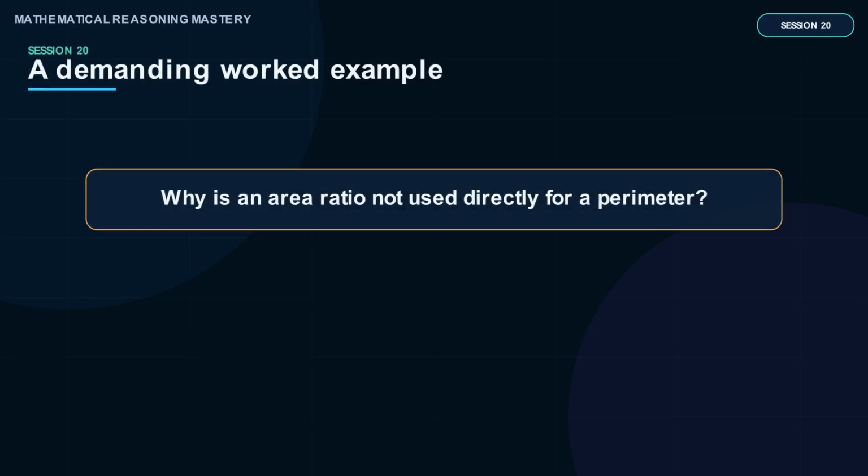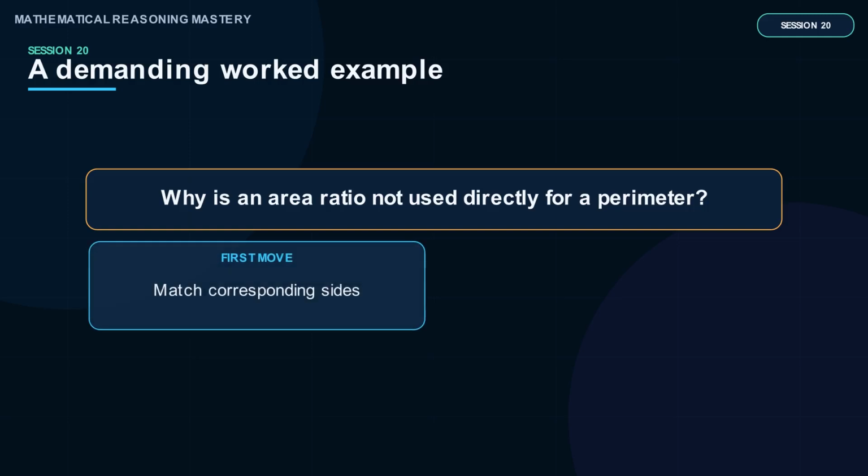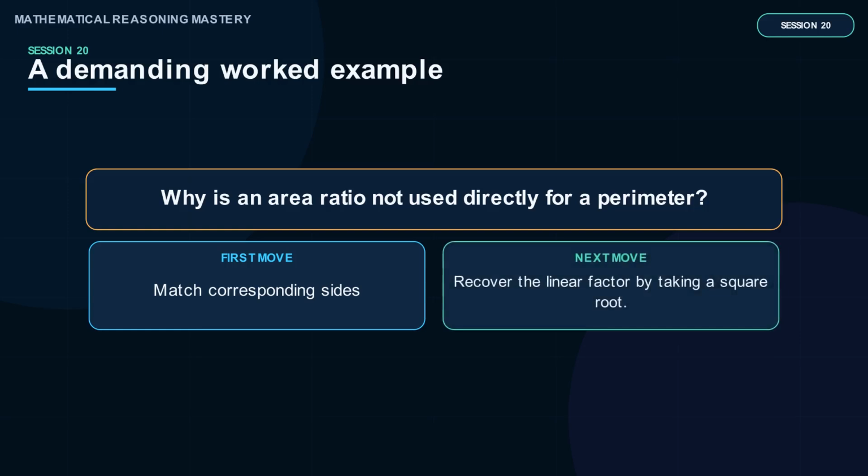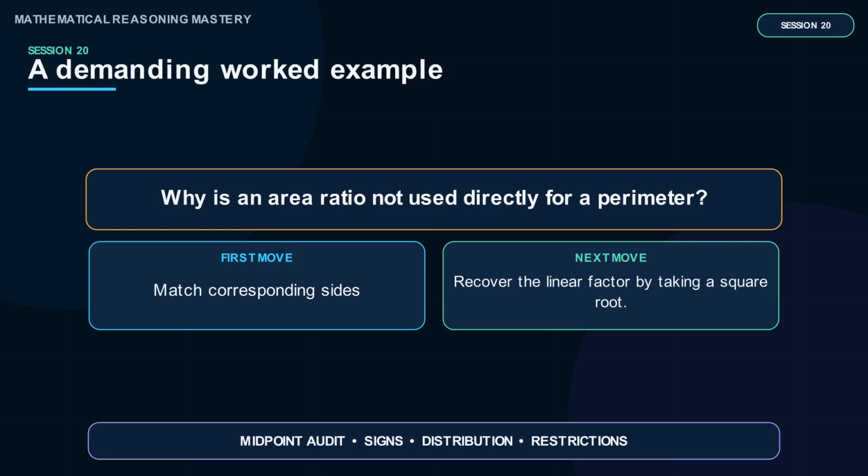Here is the challenge. Why is an area ratio not used directly for a perimeter? Restate what is requested before touching the choices. The first move is to match corresponding sides. Apply it directly to the quantities and conditions in this problem. Now use the core reasoning. Recover the linear factor by taking a square root. Keep each equality, comparison, or unit conversion visible. Pause for a midpoint audit. Check copied values, signs, units, restrictions, and whether the current result is the requested quantity or only an intermediate value.